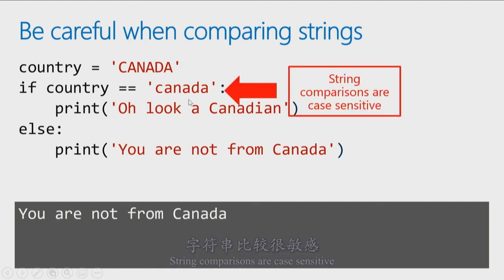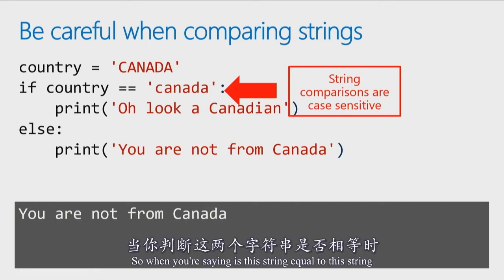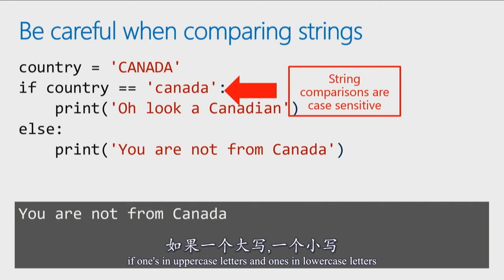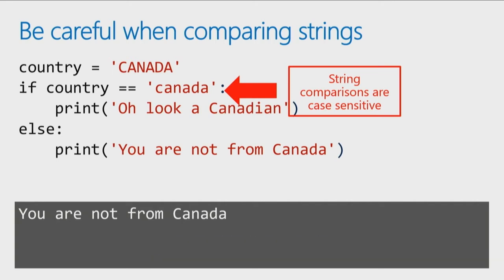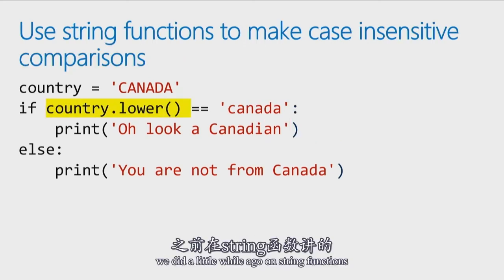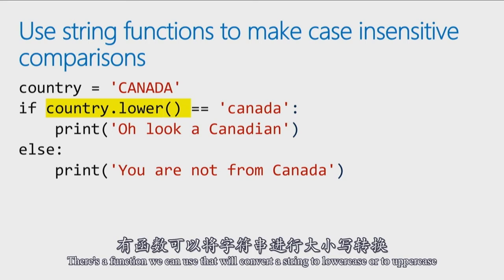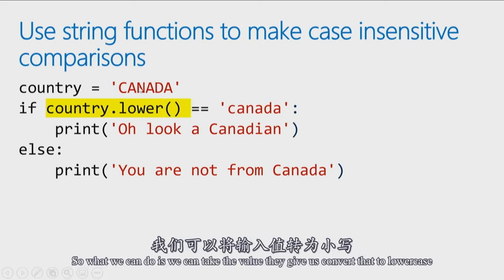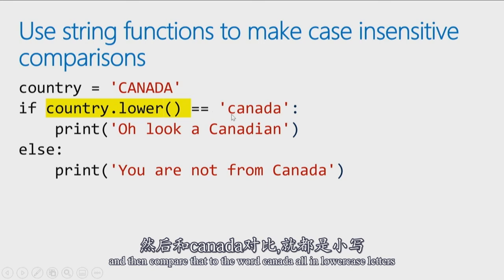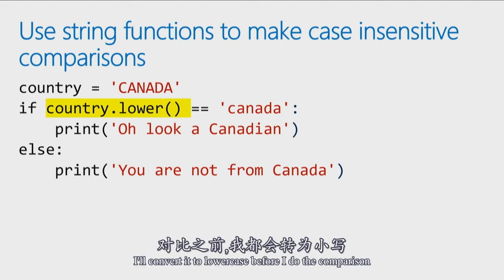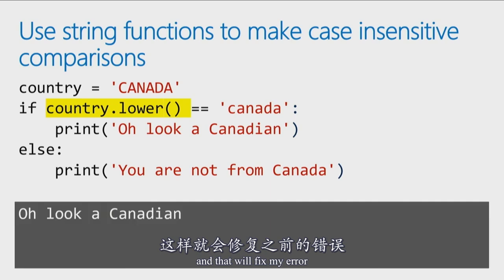What went wrong? String comparisons are case sensitive. So when you're saying, is this string equal to this string, if one's in uppercase letters and one's in lowercase letters, then Python's going to say, that's not a match. So how do I fix that? We've got to think back to the module we did a little while ago on string functions. There's a function we can use that will convert a string to lowercase or to uppercase. So what we can do is take the value they give us, convert that to lowercase, and then compare that to the word Canada, all in lowercase letters. So now when someone types in a value, doesn't matter what they type in, I'll convert it to lowercase before I do the comparison. And that will fix my error.